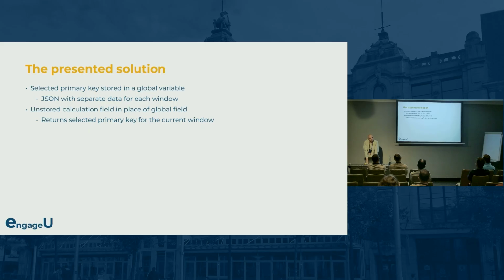Let's store the keys that we need on the left side of our relationship in global variables, right? And let's store them separately for each window. We then will use an unstored calculation field instead of a global field in the client table. And this calculation will give us the primary key of the selected order depending on which window is currently active, right?